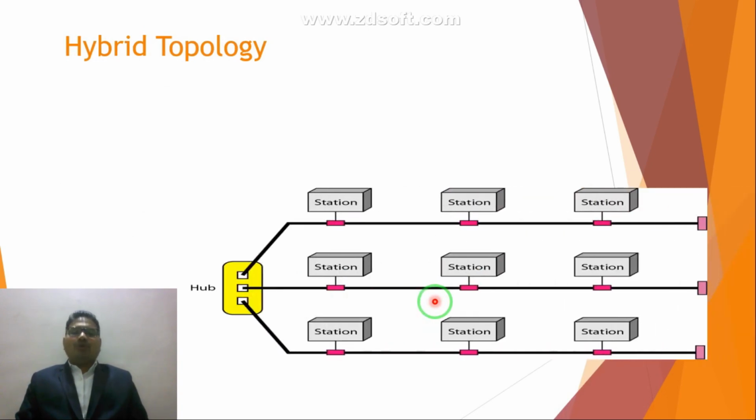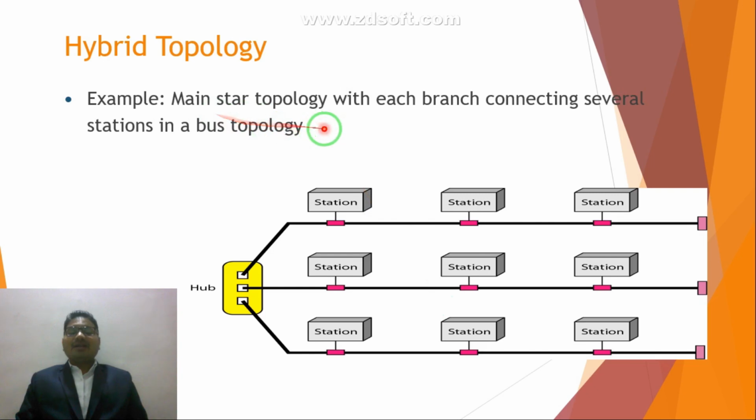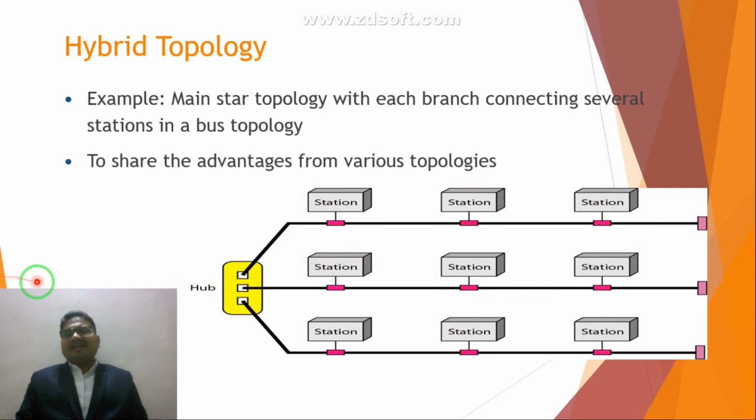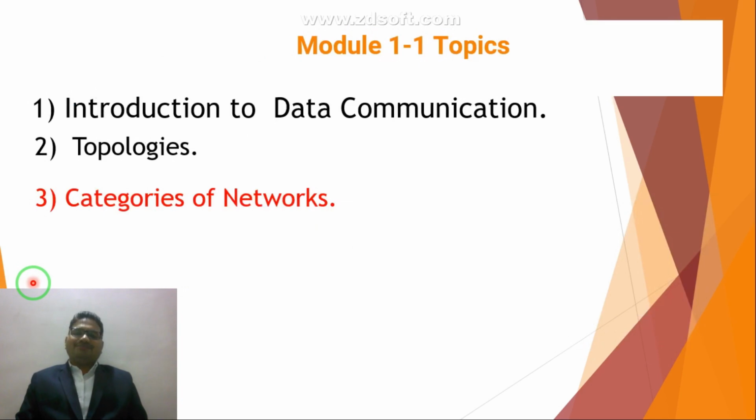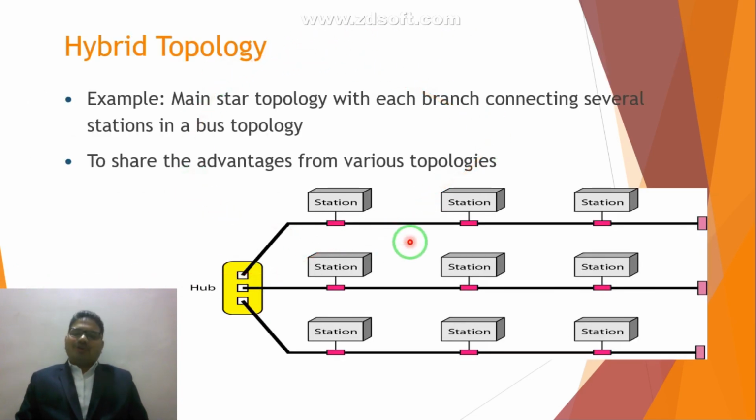Next, it is your hybrid topology. Hybrid topology means what? That it combines several topologies. As you can see, this is the main star topology. This is a hub, and the main one is star topology. And each branch connects several stations in bus topology. This is your bus topology, because several stations utilize this link via this tap. So this is also bus topology over here, and they are connected by means of this star topology. Why are we combining? So that we can combine the advantages of various topologies. So that is all about your topologies.